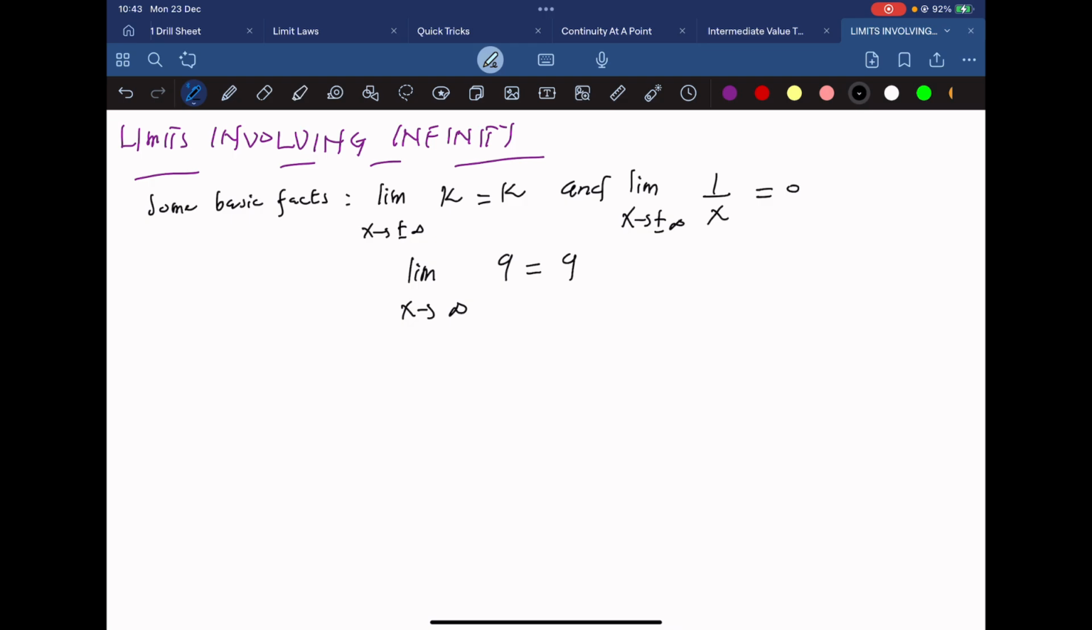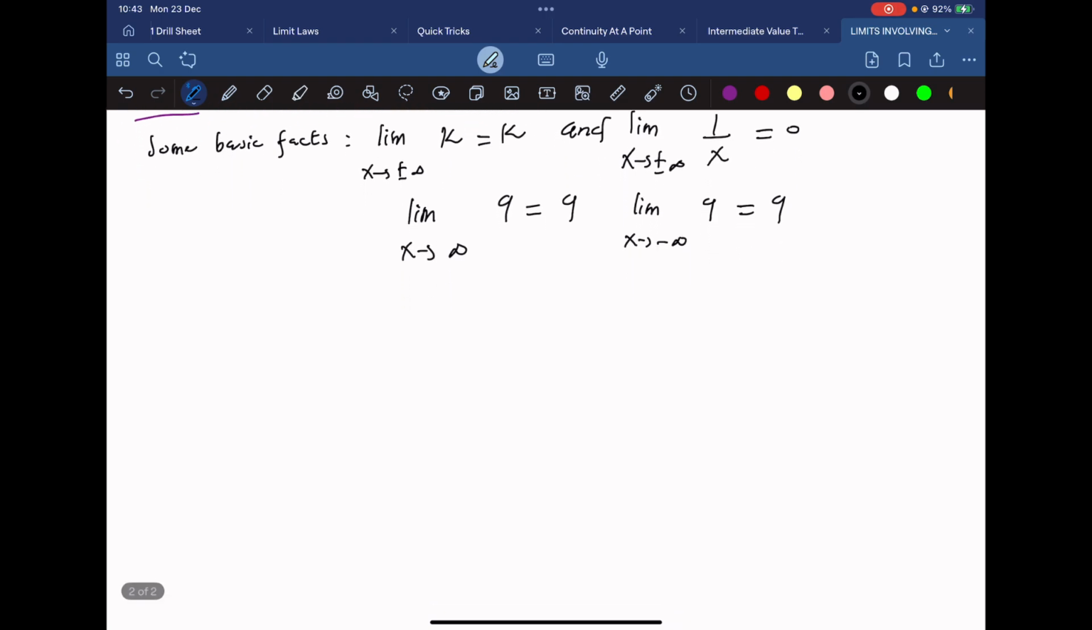to the constant 9. If you take the limit as x approaches negative infinity of that same value 9, you still get that constant 9. So let's use this idea to calculate the limit as x approaches infinity of 5 plus 1 over x.